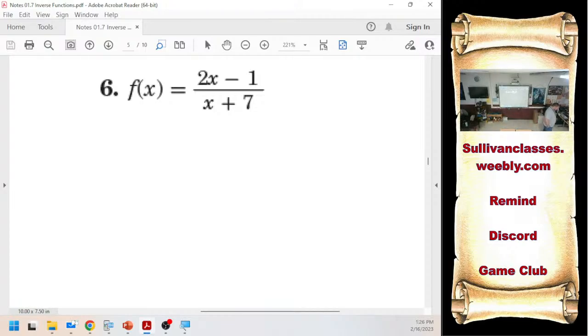Do we graph it before we switch to X and Y's or after? You graph it as is right now to double check if it's even possible. Does the current equation, the current function, pass the horizontal line test?